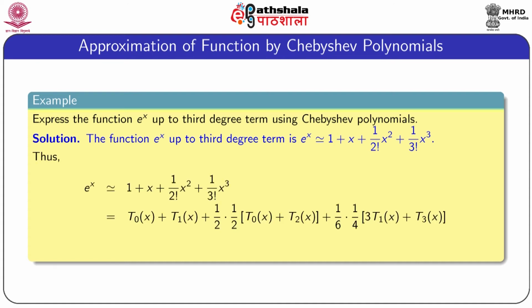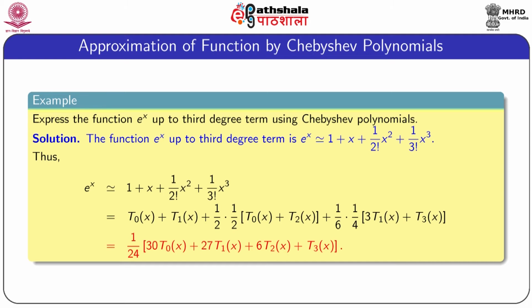Now, e to the power x can be expressed in terms of Chebyshev polynomials, because 1 can be written as T0(x), x is replaced by T1(x), and 1 by factorial 2 remains unchanged, but x square is replaced by half into (T0(x) plus T2(x)), 1 by factorial 3 means 1 by 6, and x cube is replaced by 1 by 4 into (3 T1(x) plus T3(x)). After simplification, this expression reduces to 1 by 24 into (30 T0(x) plus 27 T1(x) plus 6 T2(x) plus T3(x)).